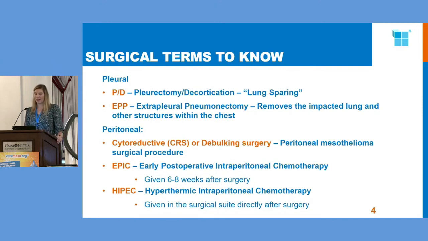Cytoreductive is also CRS. After cytoreductive surgery, there are 2 different ways that we can give intraperitoneal chemo. One is called EPIC, and the other one is HIPEC. Now, EPIC stands for early postoperative intraperitoneal chemotherapy. During the surgery, they typically put in a port, and about 6 to 8 weeks after surgery, we start to instill the chemo. HIPEC is hyperthermic intraperitoneal chemo, and basically when you're in the OR, they directly instill the chemotherapy into the open cavity. Okay.